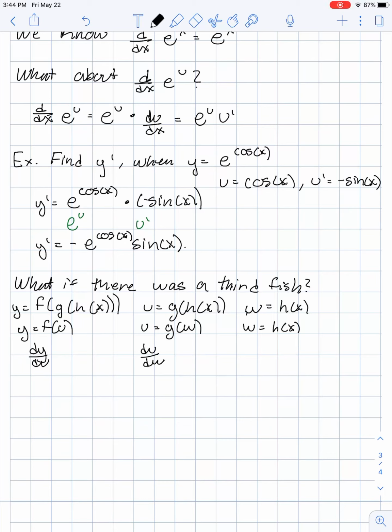So if I took the derivatives, I would get dy/du, du/dw, dw/dx. And if I multiply all those together, dy/du times du/dw times dw/dx, these two cancel out, these two cancel out, and we get dy/dx. Yay! So we can just add one more fish in there.